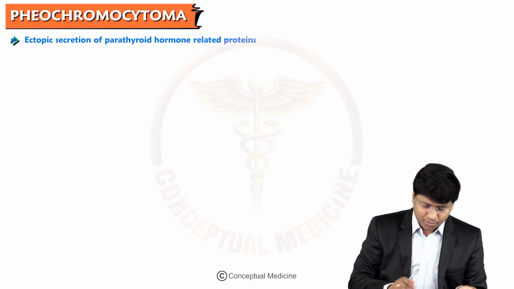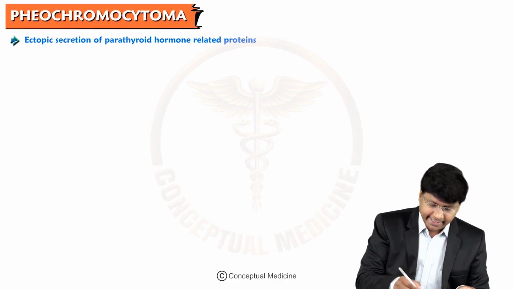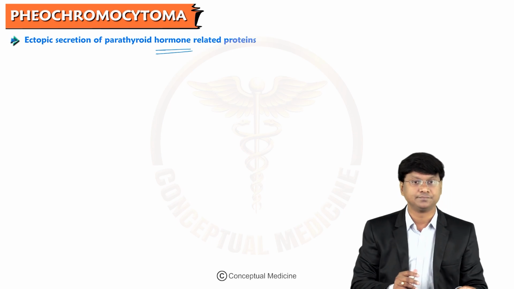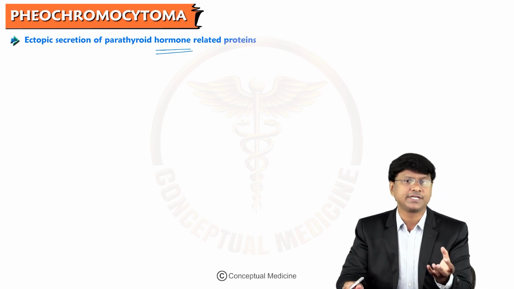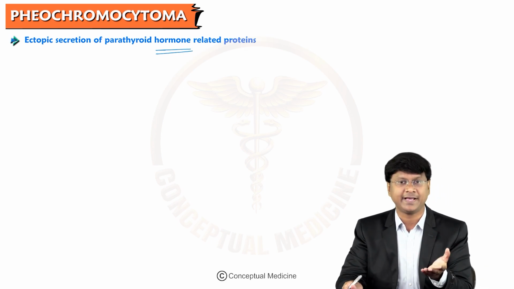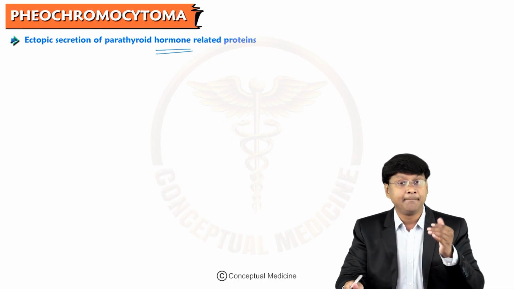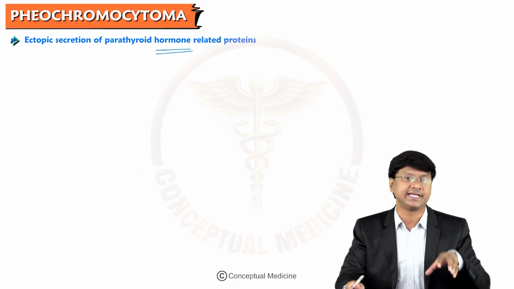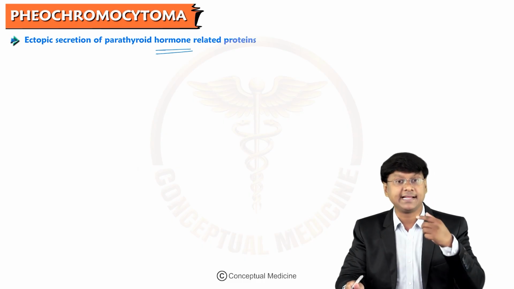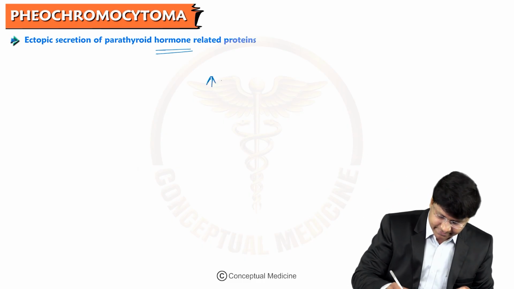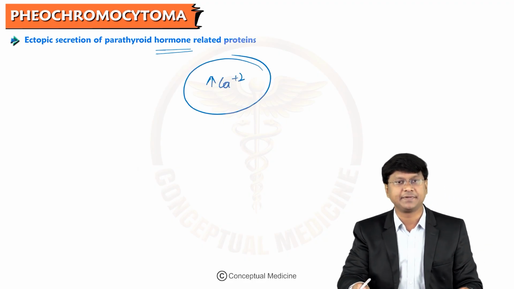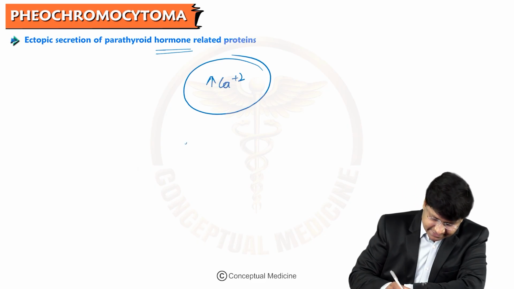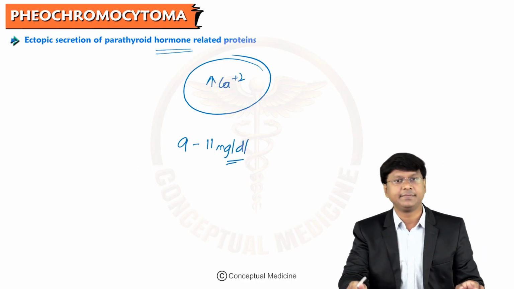Now, in pheochromocytoma, there is ectopic secretion of the parathormone. From the pheochromocytoma itself, there is ectopic secretion of parathormone. What does the parathormone do? Parathormone related proteins are secreted from the pheochromocytoma, and that will cause increase in the calcium levels. So the individual will end up in what is called hypercalcemia. So what is the normal calcium level? Normal calcium levels are 9 to 11 milligrams per deciliter. So here there will be hypercalcemia.